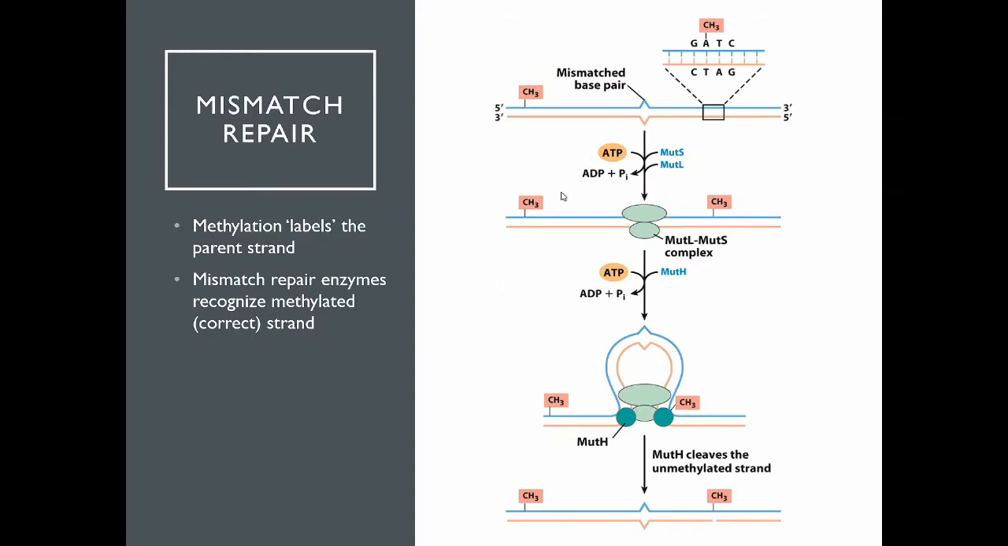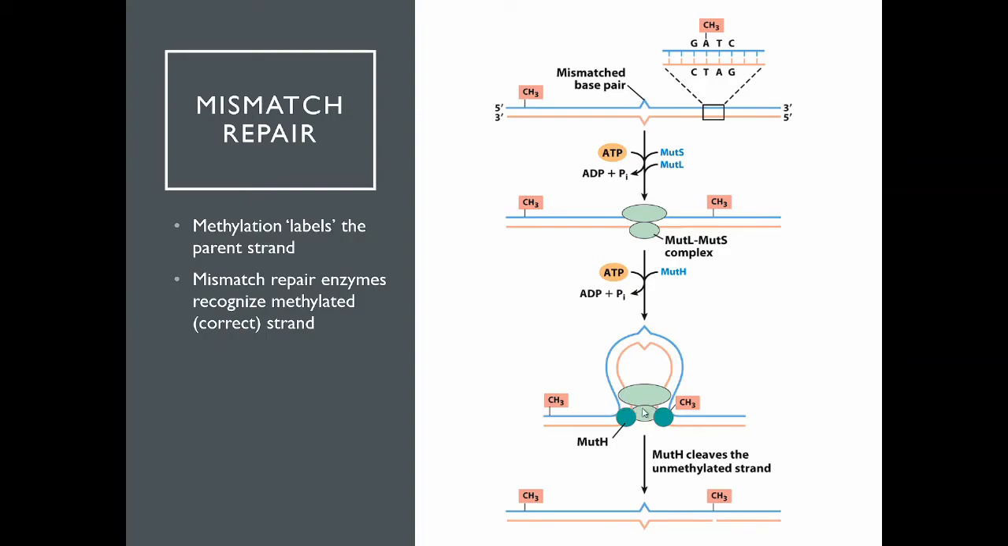This is an example of those mismatch repair enzymes. So like I said, here you've got a mismatch right here. You have one strand that's methylated, and this is the new strand because it's not methylated. So these enzymes detect that. They can tell which is the right one and which is the wrong one, or which is the new strand and which is the old strand from the methylation.